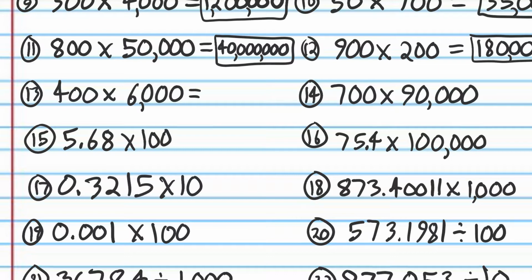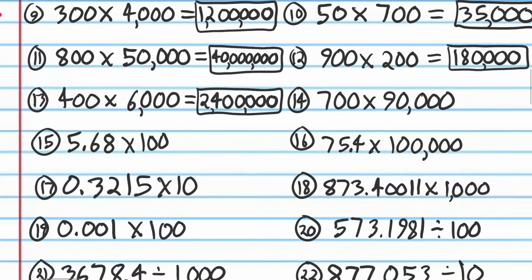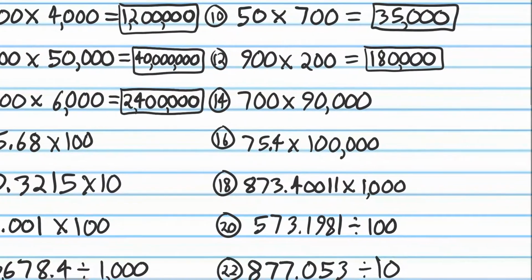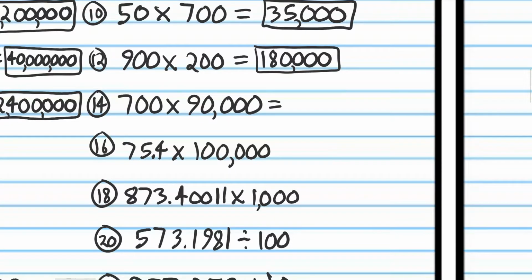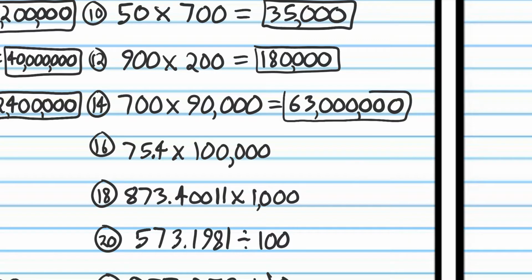All right, we're back. 4 times 6 is 24. Now we have 1, 2, 3, 4, 5 zeros. So that's 2,400,000. Seven times 9 is 63. And 6 zeros. So if you got 63 million, good job.